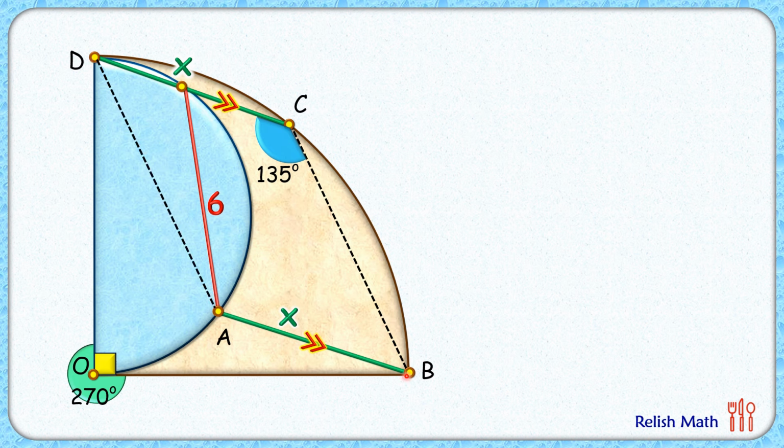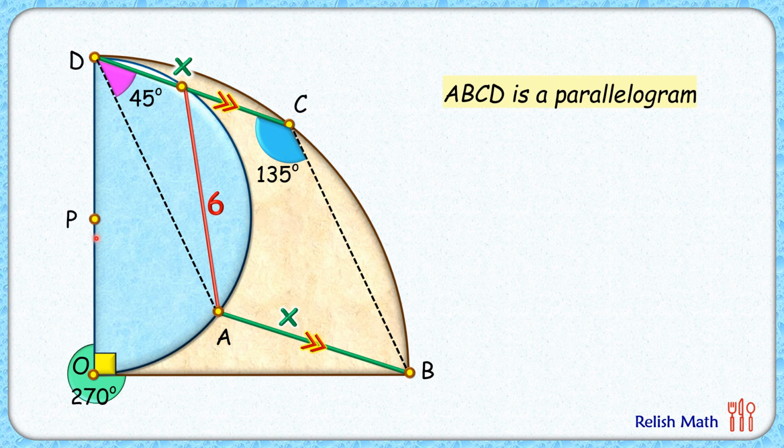Now ABCD in this quadrilateral, opposite sides are parallel and equal. Thus ABCD, by theorem, is a parallelogram. As ABCD is a parallelogram, adjacent angles will be supplementary, so angle D here is 45 degrees.